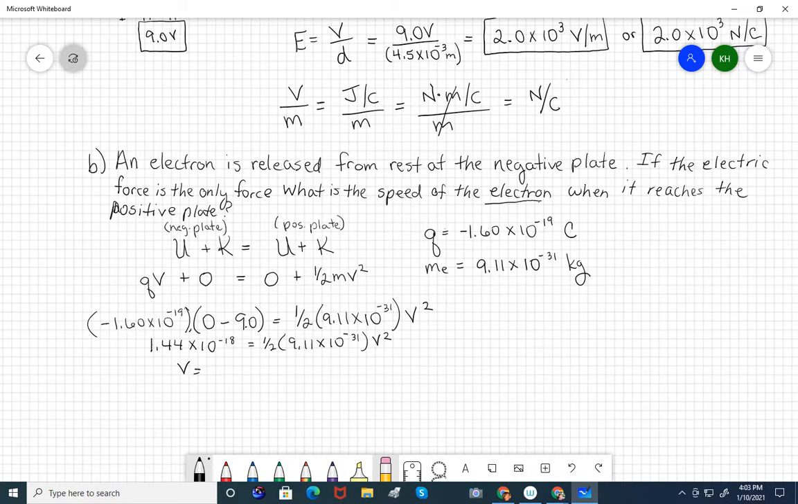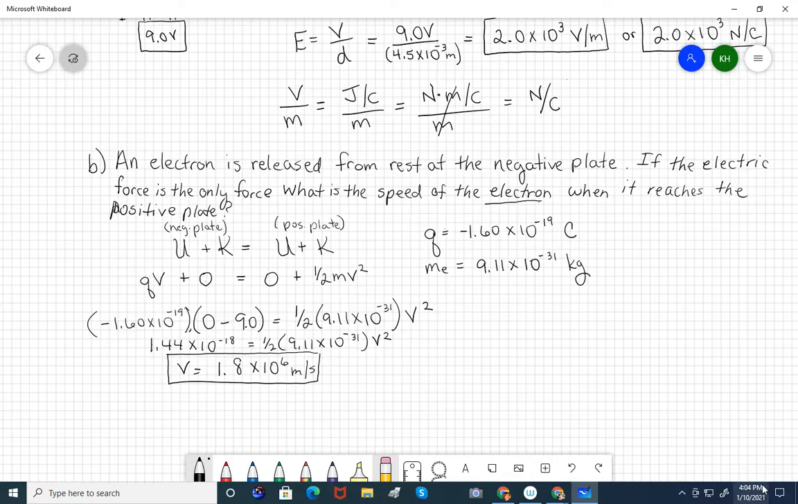And we get 1.8 times 10 to the 6th meters per second. In that very short little distance of 4.5 millimeters, the electron went from being completely at rest to traveling 1.8 times 10 to the 6th meters per second. That's using conservation of energy. I think that's the easiest way. qV gives me my potential. I started with 0 kinetic, and at the end I have 0 potential. It's all been converted to kinetic.